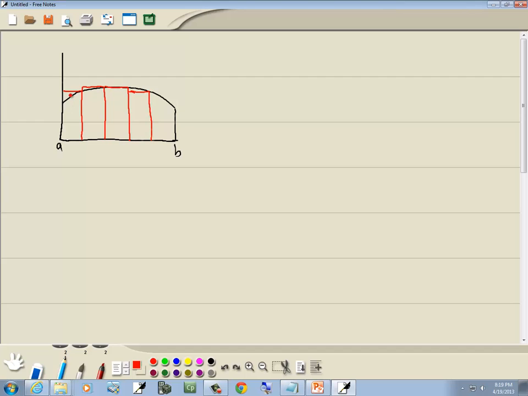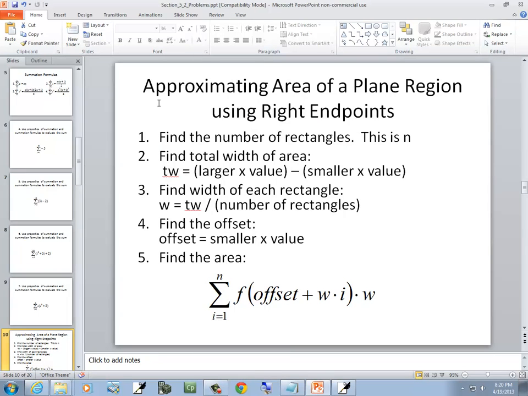Now you could also always draw your rectangles so they're above the graph, and then you could also do it where they're below the graph. So there's different ways you can do this. Now, as we make these, of course, we got some error here. As you make these rectangles smaller, what you'll find is that your error will become less. And actually, as the number of rectangles goes to infinity, you'll find your error will go away. So that's what we're talking about here. Approximating the area of a plane region using right endpoints.